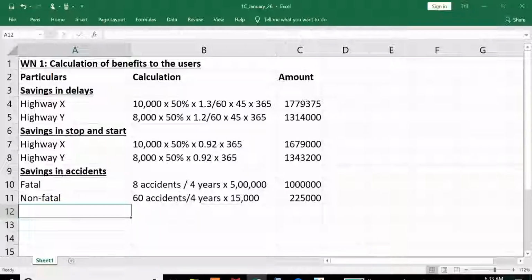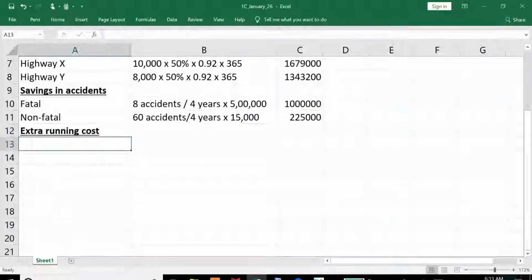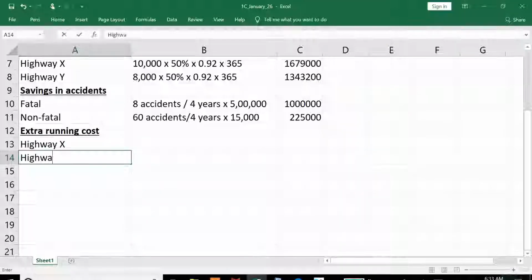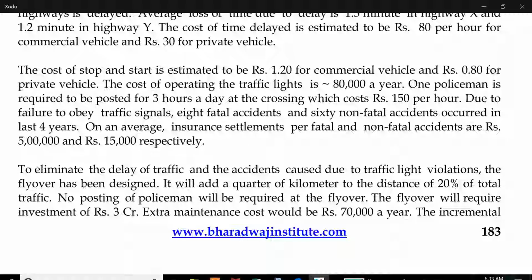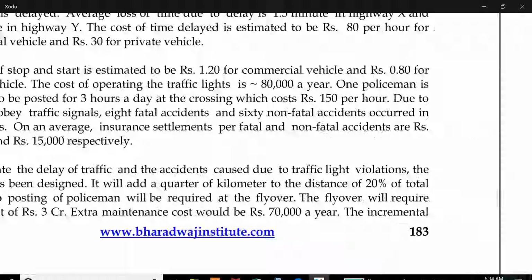Okay. To do all the savings, I have to spend a little extra. So next is extra running cost. Technically there is one issue with the question, I'll explain when I come to it. Extra running cost, highway X, highway Y. Now listen, to eliminate the delay of traffic and accident cost due to traffic violation, the flyover has been designed. It will add some distance.